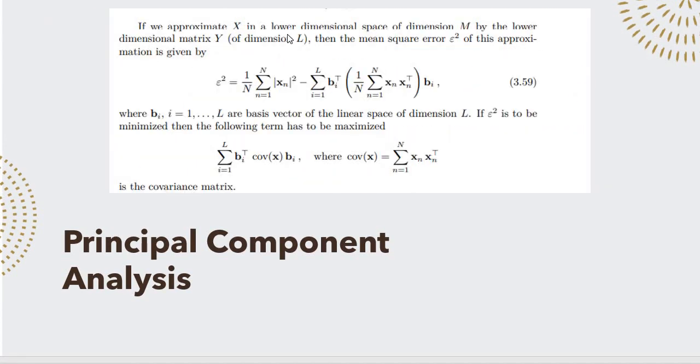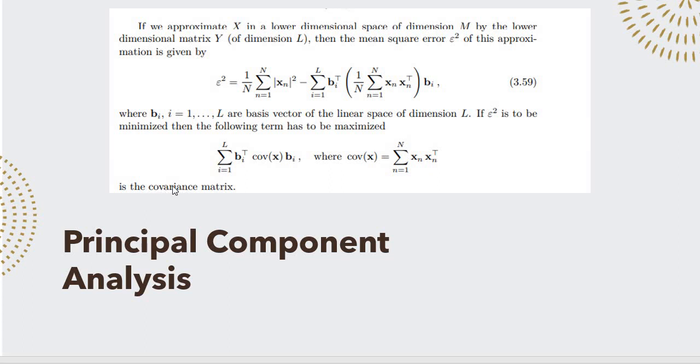So if we approximate x in a lower dimension space of dimension m by the lower dimensional matrix y, then the mean square error of the approximation is given by this. The mean approximation error is given by this. So where b_i equals this are the base vectors of the linear space of the lower dimension, and if e squared is to be minimized then the following term has to be maximized.